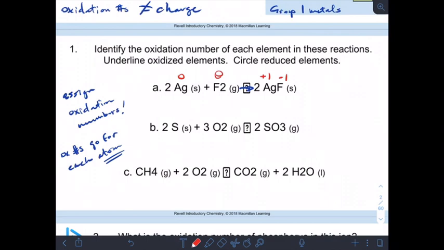Okay, now let's think about it. Reduction means to reduce, right? So the oxidation number is going to go down, right? So if my oxidation number goes down, things are reduced. So if fluorine goes from a 0 to a -1, silver goes from a 0 to a plus 1. That one went up. Okay, so fluorine has been reduced. And silver went, that oxidation number went up.